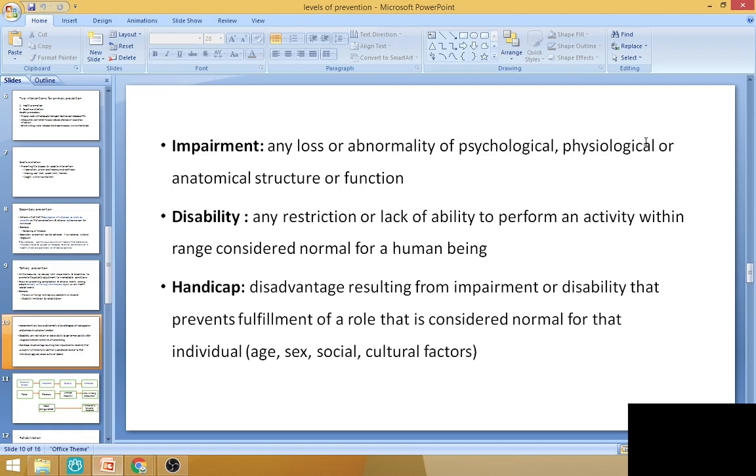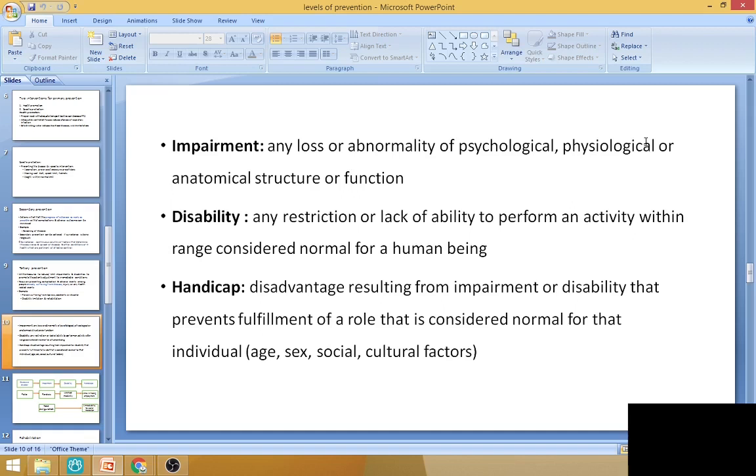Yes, 50, do you have anything to say? The question I asked 50: why did you say that loss of a job is known as handicap and not disability? Okay, please listen carefully. I will explain the difference. He lost his limb, so he's not able to go to the toilet. That means there is a lack of ability to perform an activity within a range considered normal for a human being. It is a basic need. Going to the toilet is a basic need which he is not able to perform because of the loss of the limb. That is why it is known as disability.